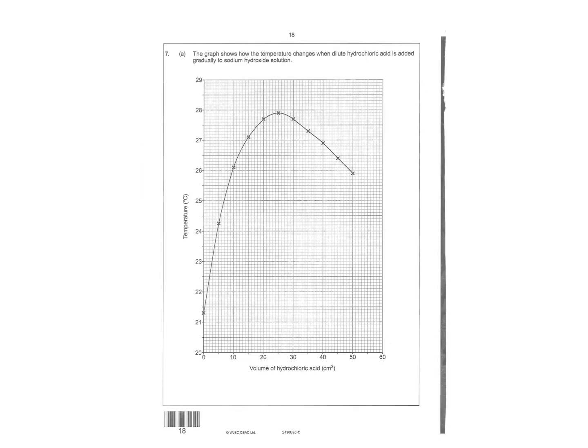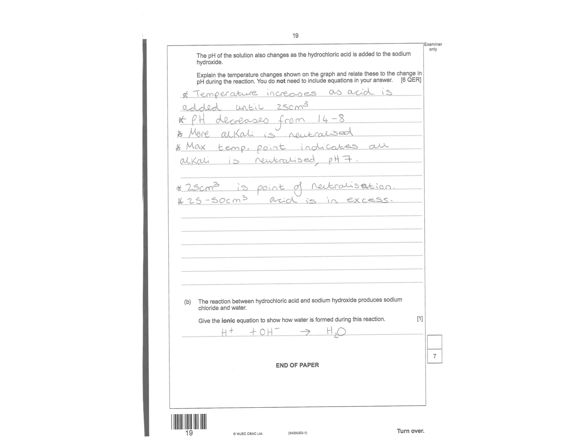Nice graph there. This graph then, very strangely, was the 6 marker. You had to use the information in the graph. Did not need to use equations, which was quite nice. So temperature increases as acid is added until 25 centimetres cubed. pH decreases from 14 to 8. More alkali is neutralised. Max temp point indicates that alkali is neutralised, pH 7. 25 centimetres cubed is the point of neutralisation. 25 to 50, acid is in excess. And then again, look in here.